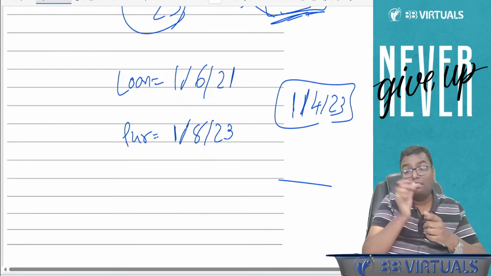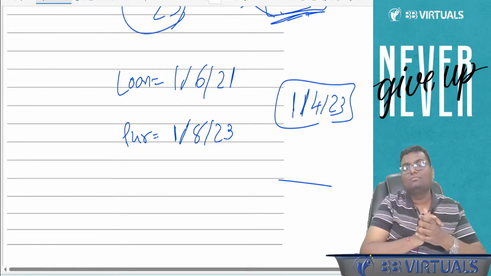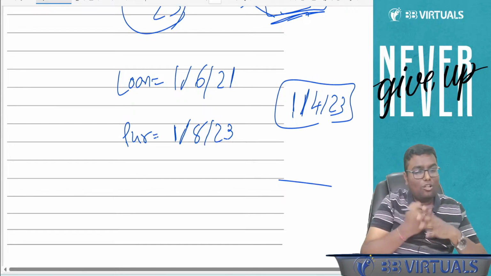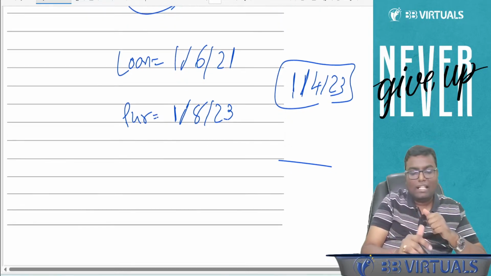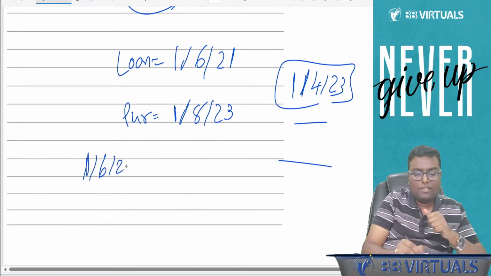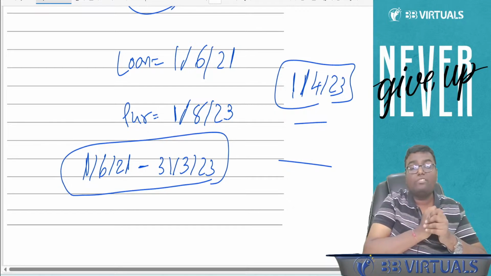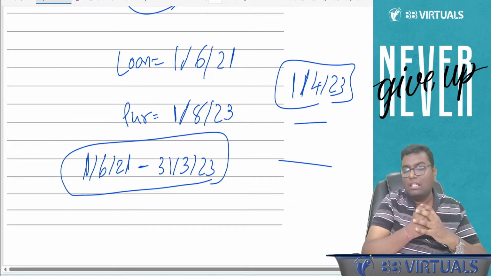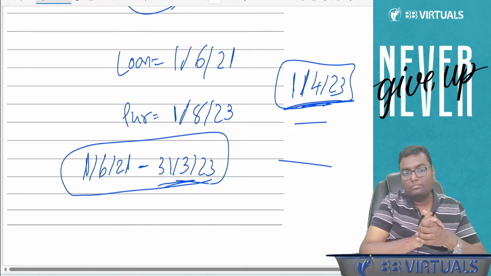Tell me, what is the period of which interest is paid, but deduction is not taken? Can I say it is 1st June 2021 till 31st March 2023? See, because the deduction started from 1st April 23. So can I say deduction is not taken up to 31st March 23?